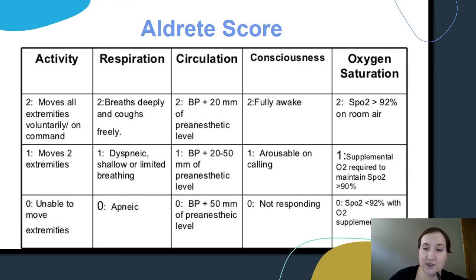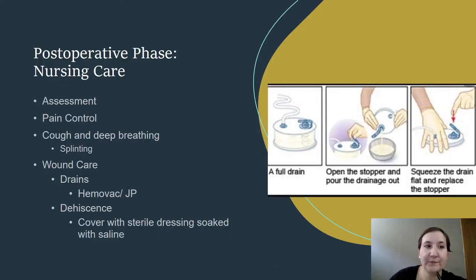Perhaps there's something underlying. So this Aldrete score is used to determine if they're stable enough to be dismissed from PACU and placed back on the med-surg floor. A score of 7 to 10 is generally required, and like I said, if less than 7, either this patient's going to stay in the PACU a little while longer, or if they've already been there for 4 hours, they're headed to the ICU if there's a bed.